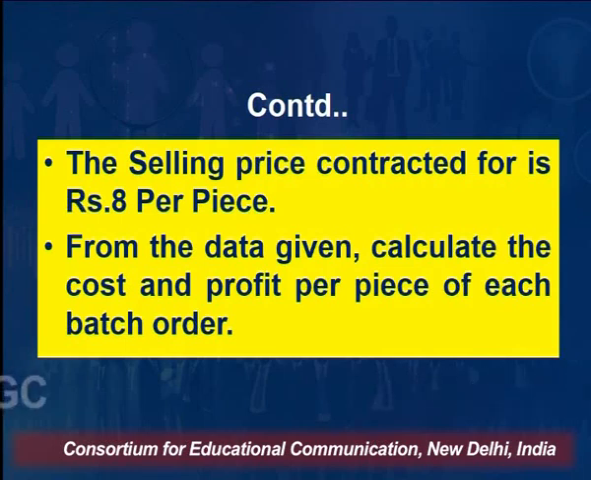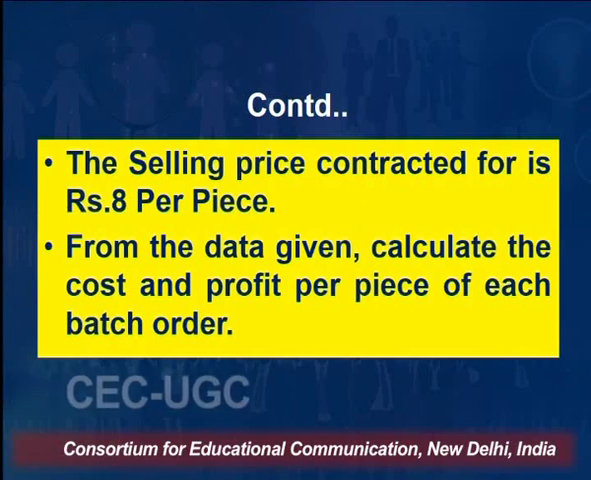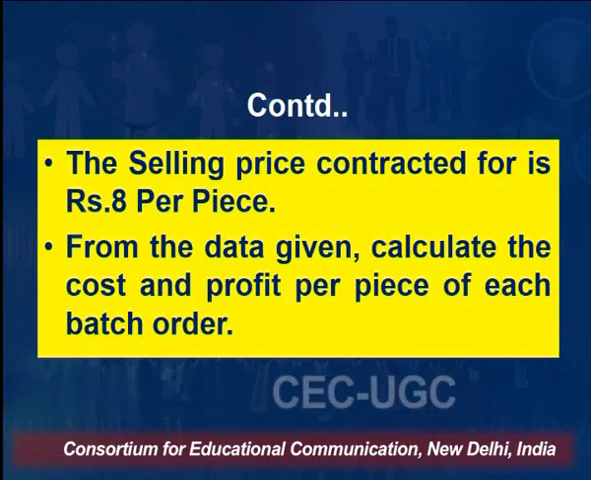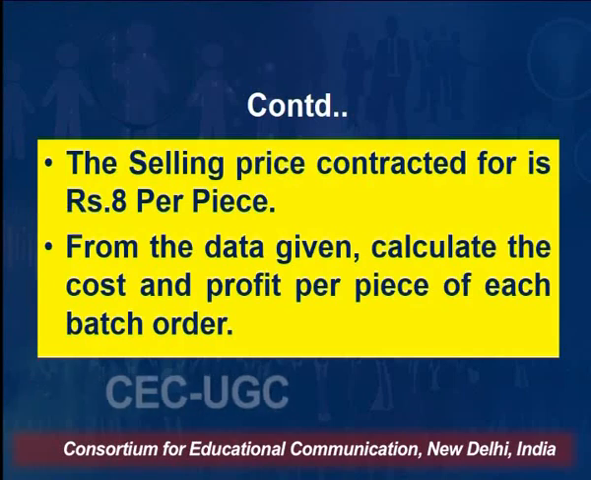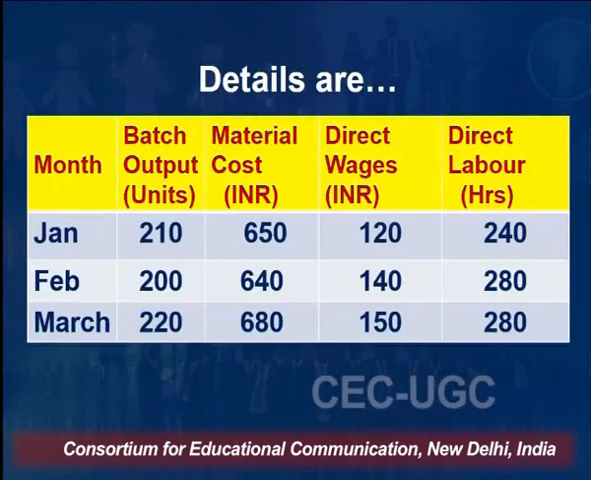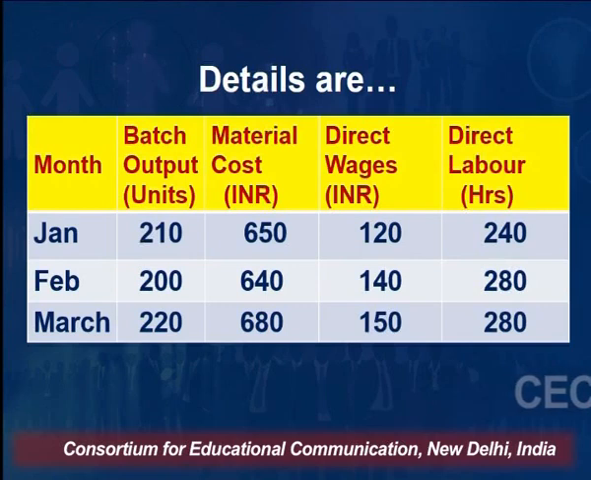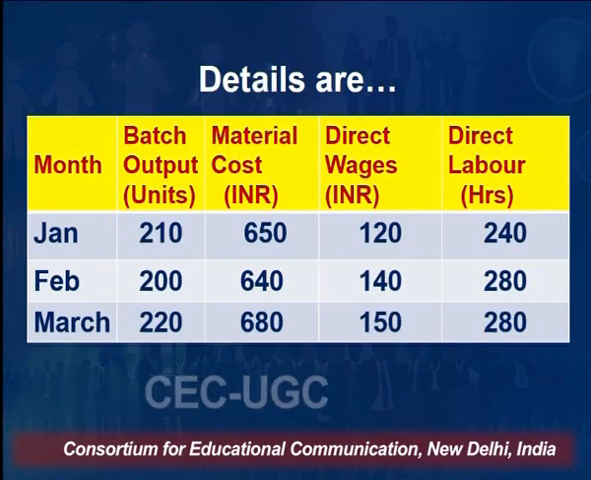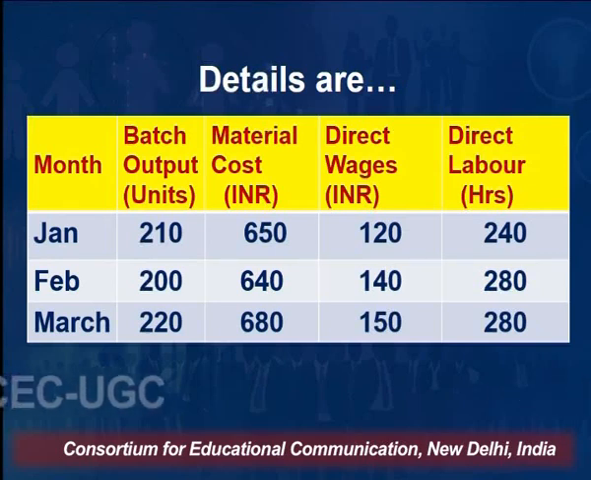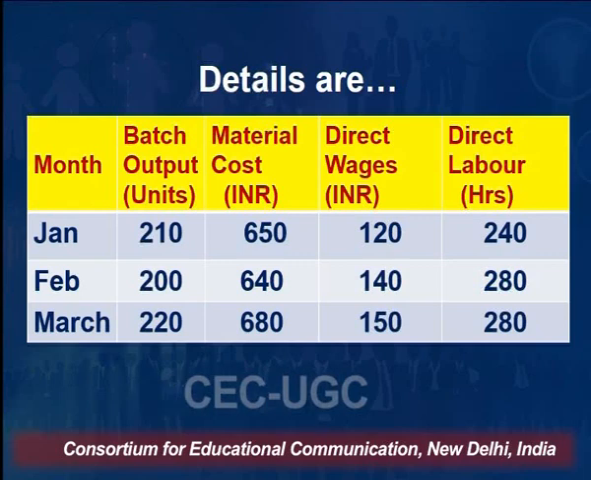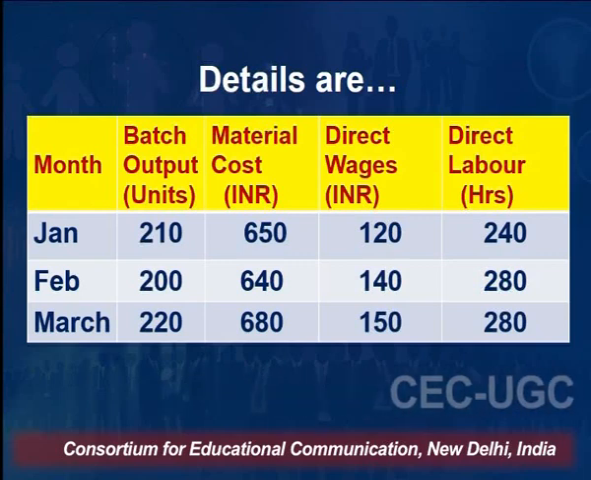Earlier, what we were doing, we were trying to identify the most profitable batch size. Here we have to decide the cost and profit per piece of each batch order, that is, what is my total cost and what is the profit for each batch order for 3 months, right? Now the details provided to us are for January, February and March. Batch output is given in terms of units, material cost in terms of rupees, direct wages, direct labor hours. So direct labor is given in terms of hours, material and wages in terms of rupees, and batch output in terms of units, that is 210, 200 and 220.